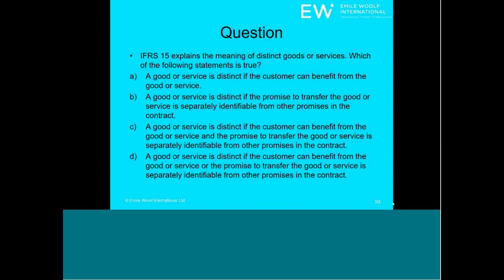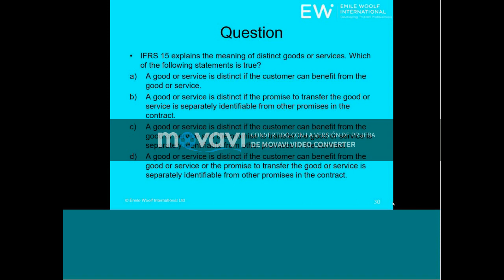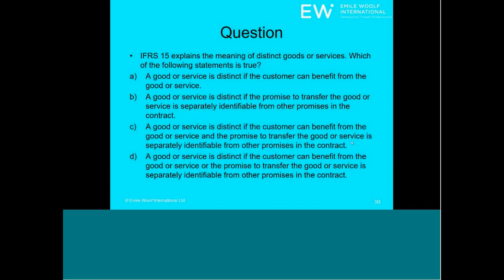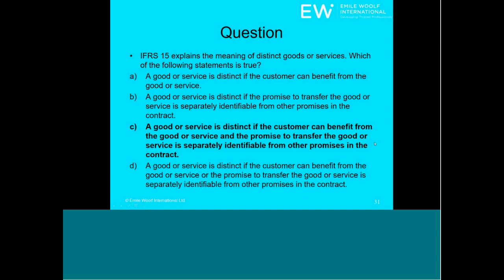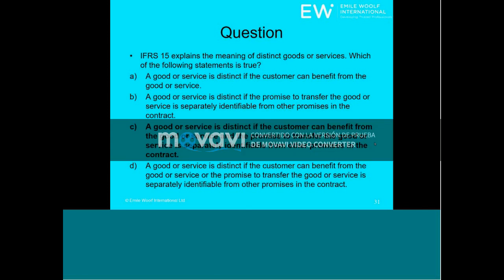Okay, 4 of you have responded and 3 of you have got that accurately right. The correct answer, of course, is C. Customer can benefit and an identifiable promise. Good. Okay, moving on. Step 3.